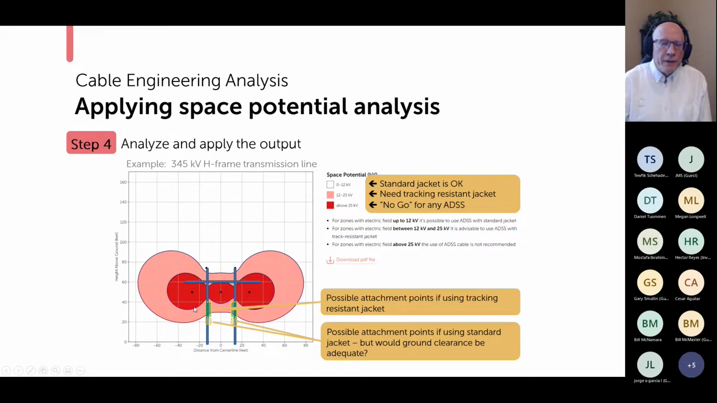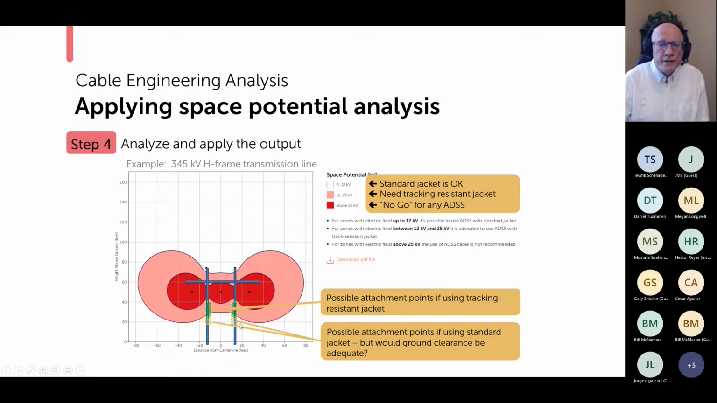So here, I've got these equipotential lines. The red is saying that that's above 25 kV, so ideally, I want no ADSS there. The pink color is where it's between 12 kV and 25 kV. So I can use a standard tracking resistant jacket in these areas of the structure. I could mount it here. I'm keeping it in the pink.